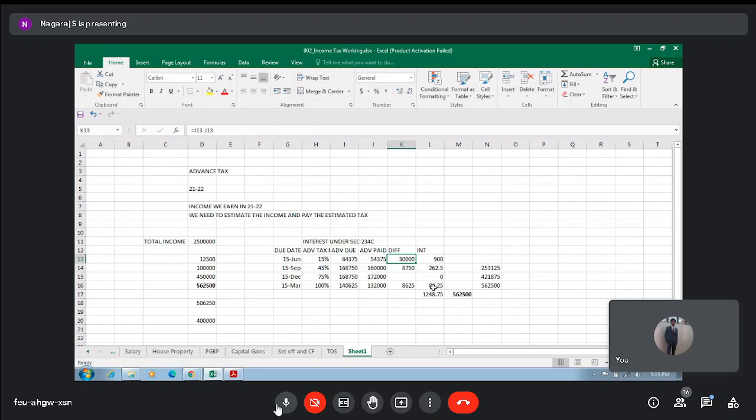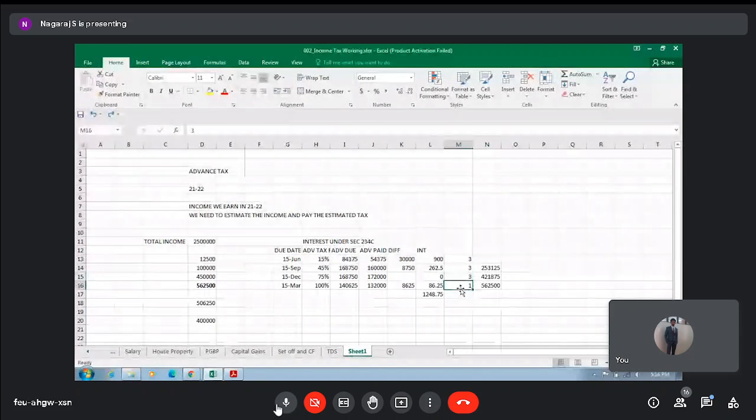Sir, how is it 3 months in the initial? It's April, May, June. It's a quarterly calculation. April, May, June. Okay, like that, for these, 3 months, 3 months, 3 months, 1 month. For calculation you should take 3 months, 3 months, 3 months, 1 month.